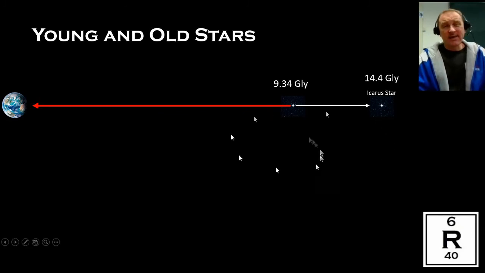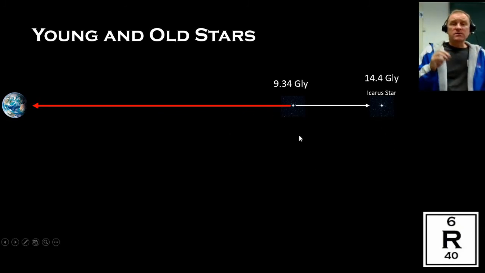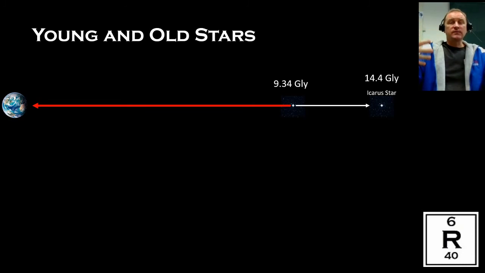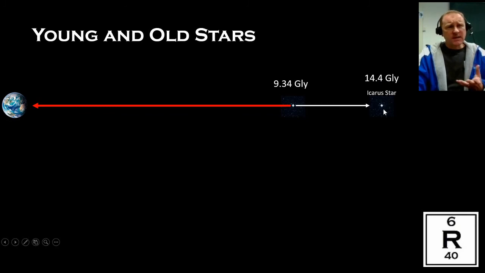So having said that, if the universe is 13.77 billion years old, you would think all you can see is things that are 13.77 billion light years away, because that's how old it is. Older things, the light hasn't got to us yet. And that is true. If that's true, though, how can we see Icarus? Icarus is 14.4 billion light years away. How can we see it if it's further than the age of the universe?